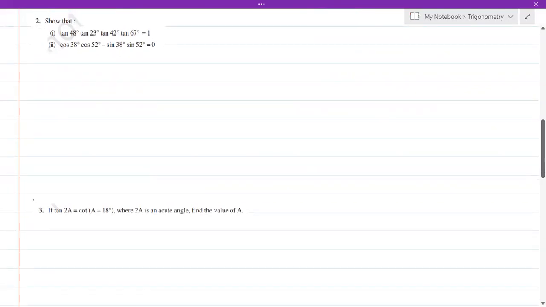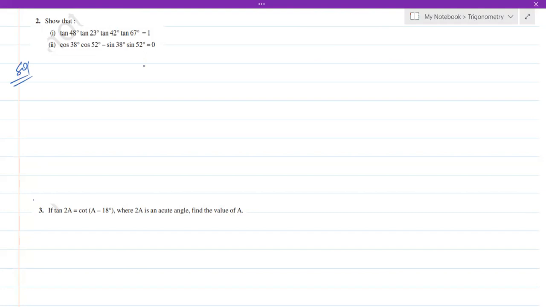Now in this question, tan 48, tan 23, tan 42, tan 67 is equal to 1. That's what we have to prove. And how many terms are there? If you observe in the LHS, there is only one term because everything is in product. Now how to solve such a problem? In the previous question, there were two terms, so you kept one term as it is and changed the other term. But here there is only one term.